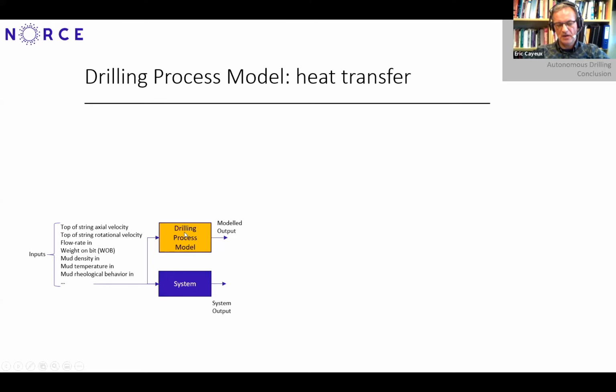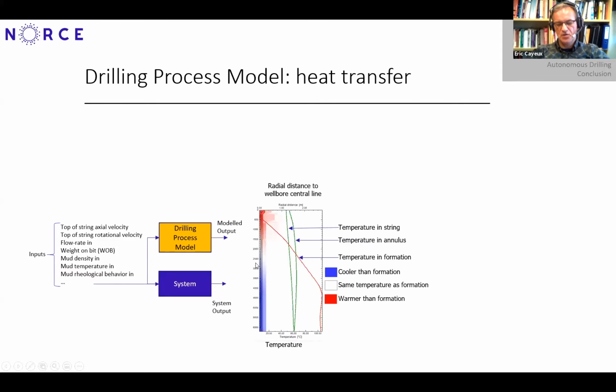And then this model will produce outputs. And at some stage, we will see that we want to compare those model outputs with the actual system outputs that we have there. Now, one first thing that needs to be considered is the fact that we are pumping fluids into the system for transporting the cuttings, cooling down the BHA and the bit, and so on and so forth. And therefore, there is an important aspect of the process, which is heat transfer.